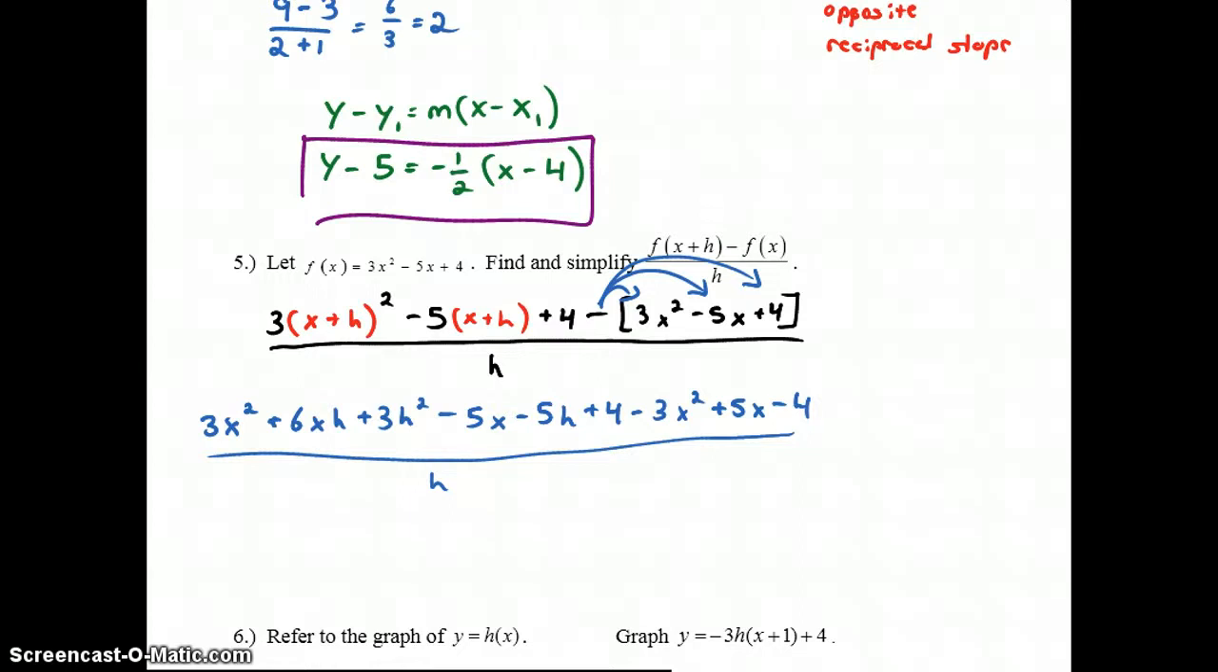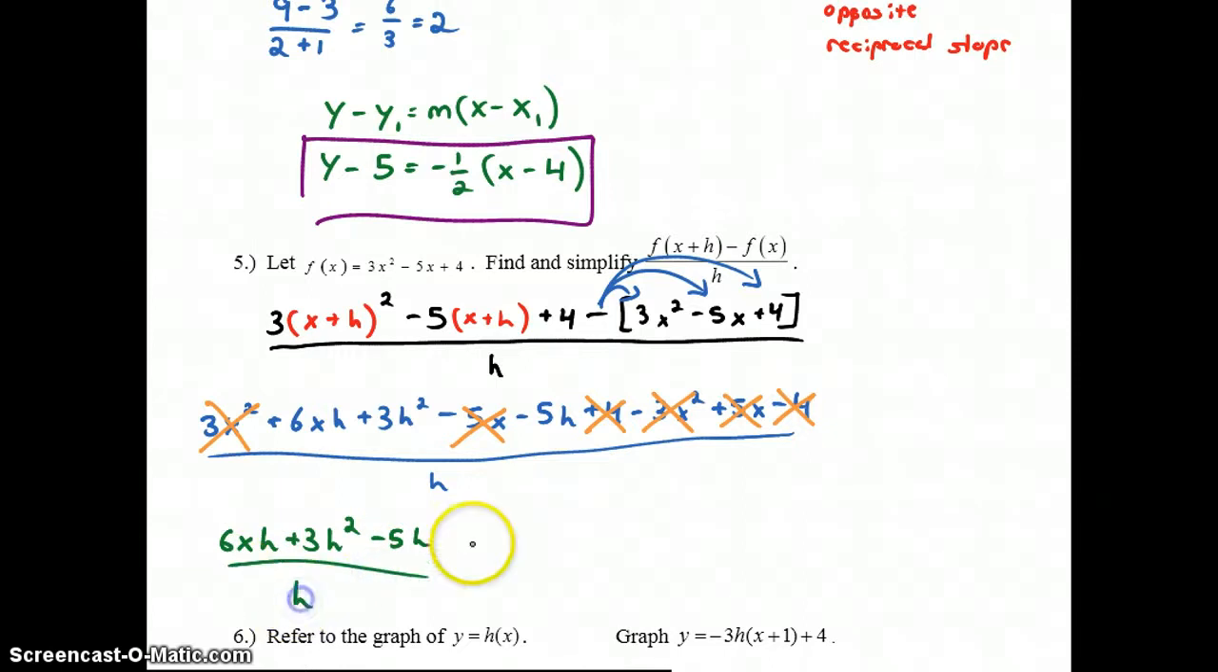So this looks huge now, but luckily the beauty of these problems is that so much of them cancels out every single time. For example, I see a plus 3x squared and a minus 3x squared. I see a minus 5x and a plus 5x. I see a plus 4 and a minus 4. All of that cancels out, leaving me with the simple 6xh plus 3h squared minus 5h all over h.